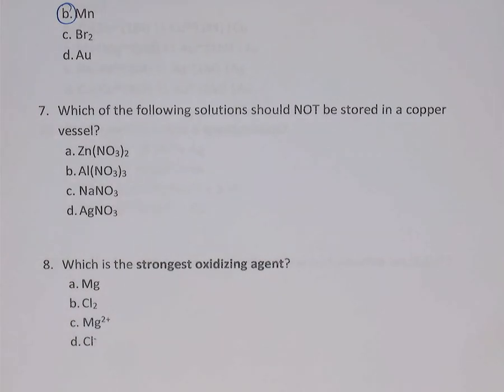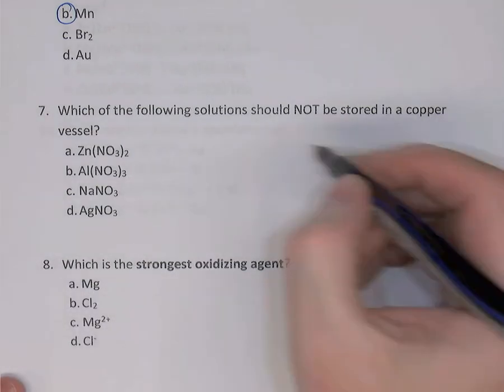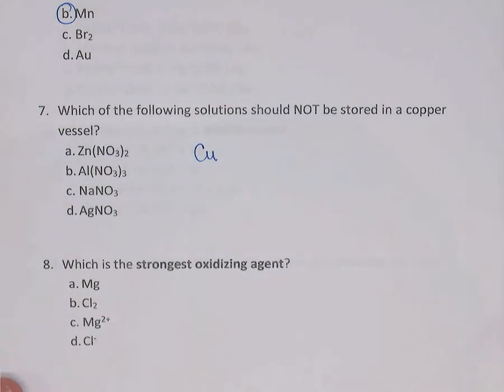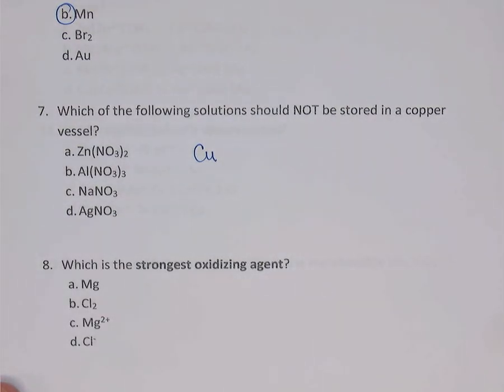Number 7, can you take that same logic we've been using and apply it in this way? We have 4 solutions, different nitrate solutions, and we want to store them in copper vessels. So which of these solutions should not be stored in a copper vessel? See if you can reason this out. So the copper vessel obviously contains copper metal. It's made of copper metal. And the reason you wouldn't want to store a solution in it is if that solution were to chemically react with the copper. That's the underlying idea here.